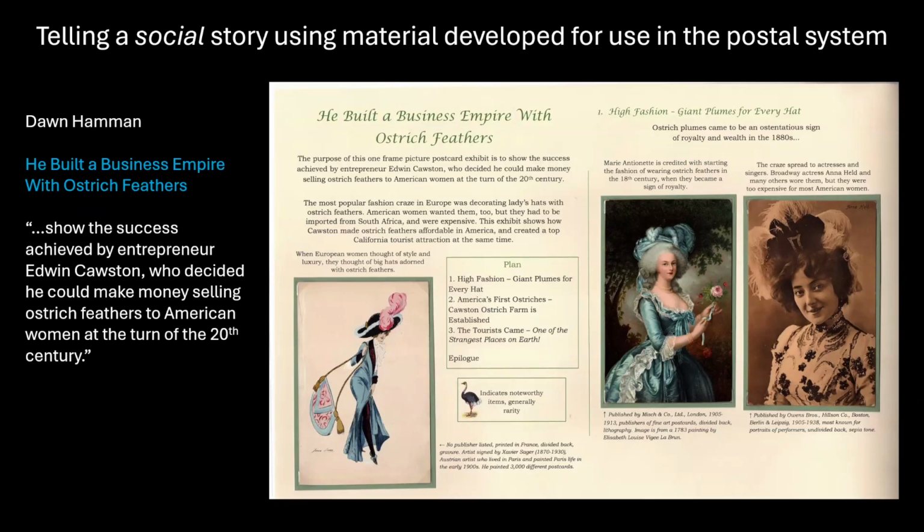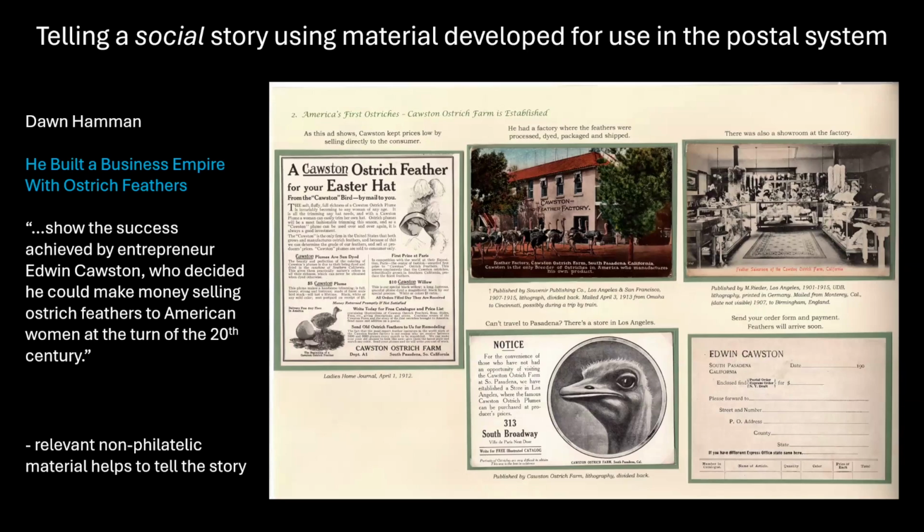But she also has some pages where she has non-philatelic ephemera. So here's a magazine ad from the Ladies' Home Journal, and here's an order form from his business. And so these are non-philatelic items that are specifically related to the topic she's talking about. So she's not using some generic magazine ad or anything like that, but something specific to this guy's business. And that helps her to tell the story, right? How he promoted this fashion, how the feathers could be ordered. So all of this helps to tell the sort of backstory in addition to the philatelic material.